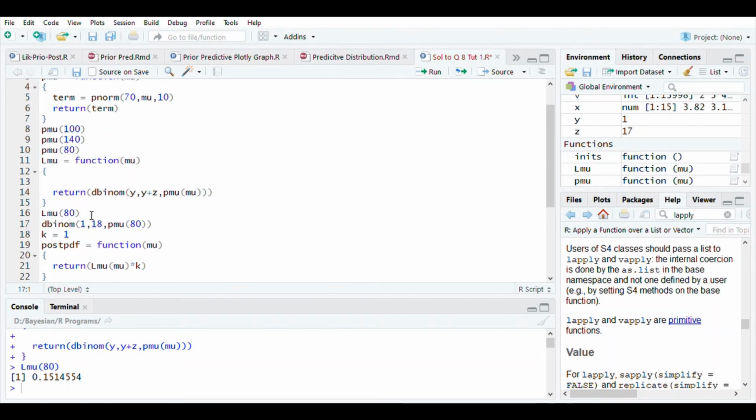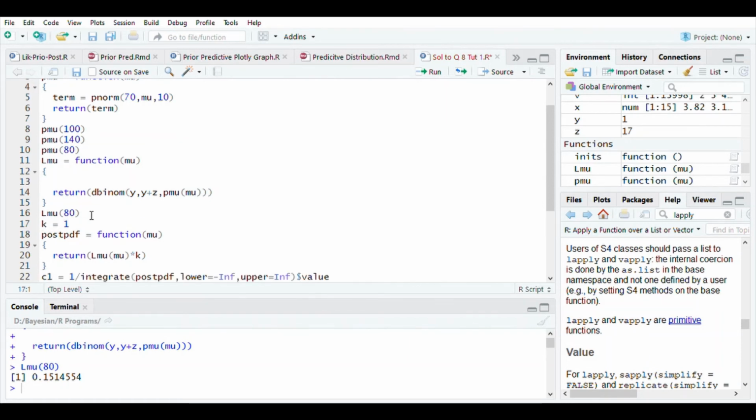Yes, so we are right. Now let us try to compute the posterior PDF. Now note that since the prior distribution is a flat prior, which is an improper prior, we don't directly have a proper distribution as a posterior distribution. What at most we know is that the posterior distribution is proportional to this likelihood function multiplied by the constant k. So let us first define the posterior PDF like this.